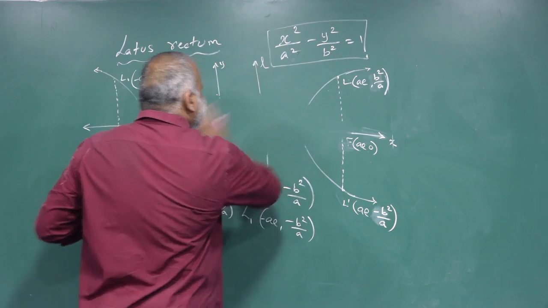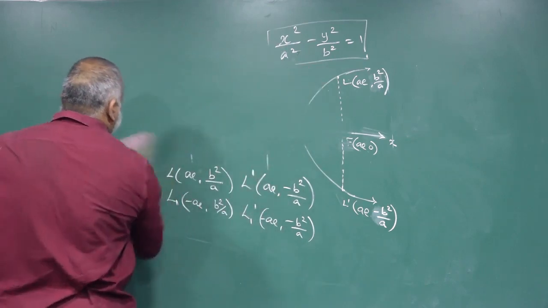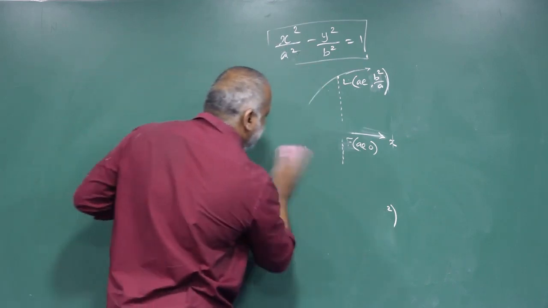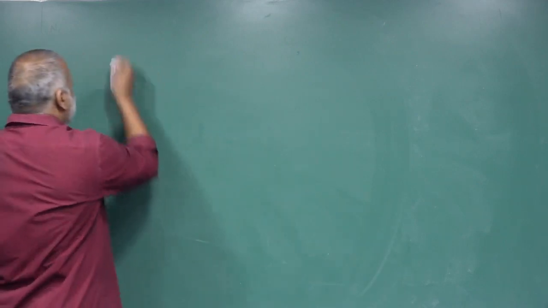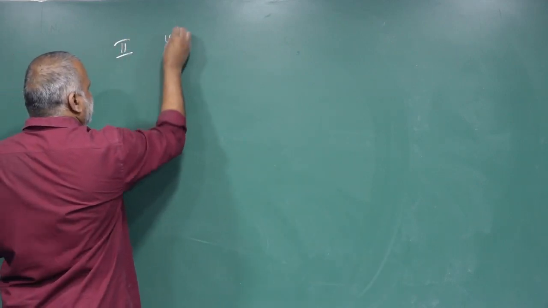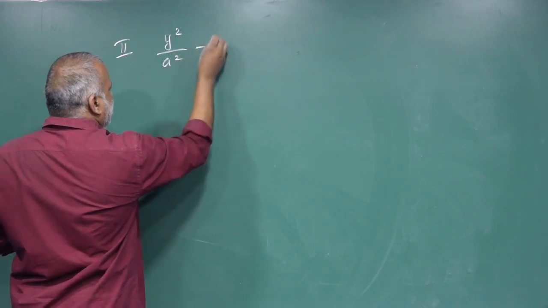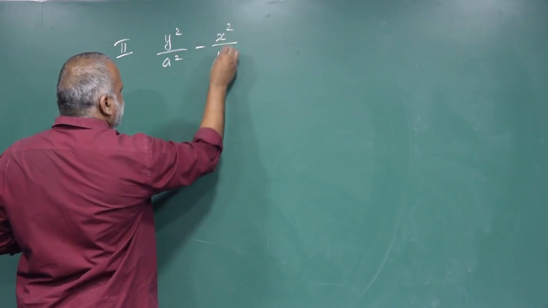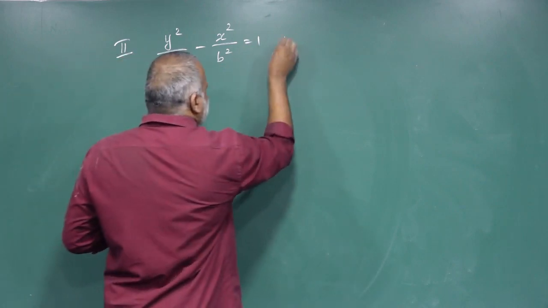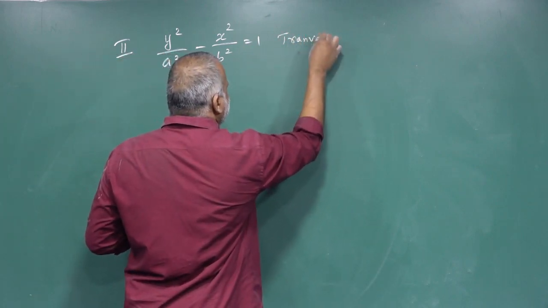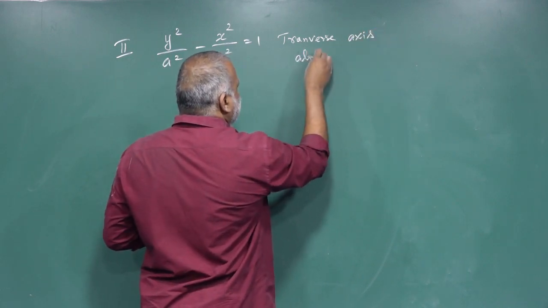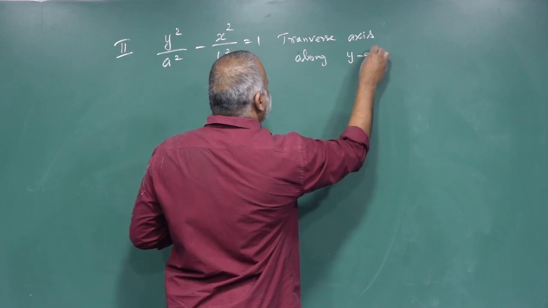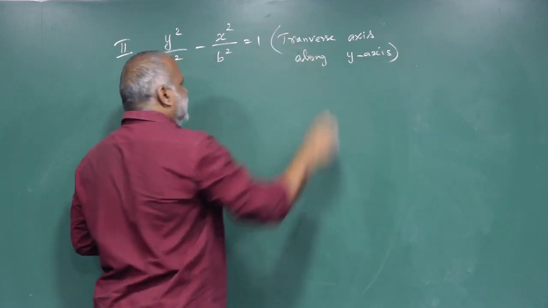We have one more hyperbola, with very small changes. Type number 2. See here, this is type number 2. The equation is y squared by a squared minus x squared by b squared equal to 1. Transverse axis along y-axis. Transverse axis along y-axis. This is type number 2.